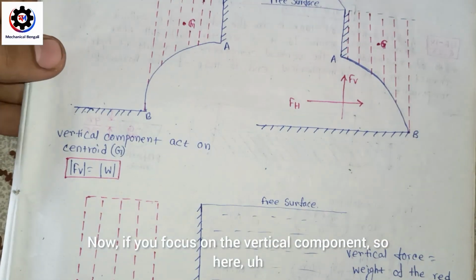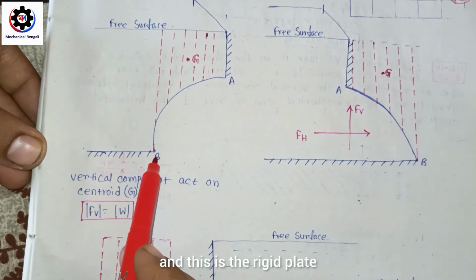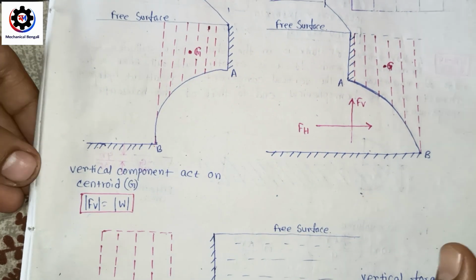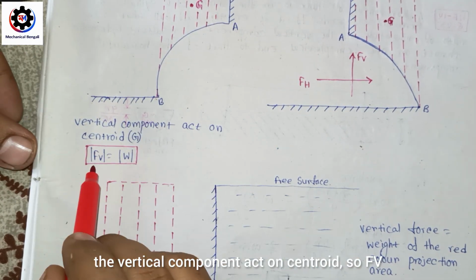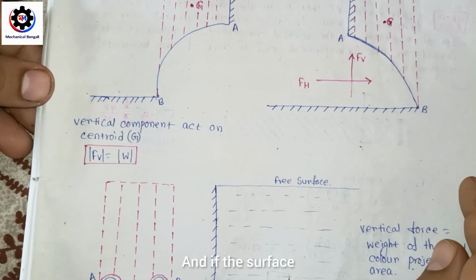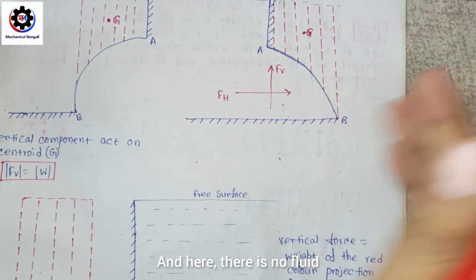Now if you focus on the vertical component, here this is the free surface, and this is the rigid plate, and this is the rigid plate, and this is the curved surface here. Now G is the center of gravity. So here the vertical component acts at the centroid. So Fv is the weight of this liquid above the curved surface. Okay, and if the curved surface is like this, this is the curved surface here, and here there is no fluid.